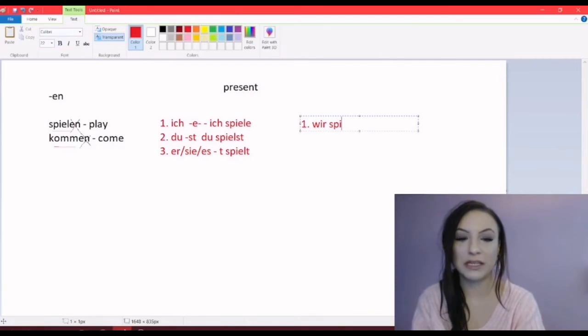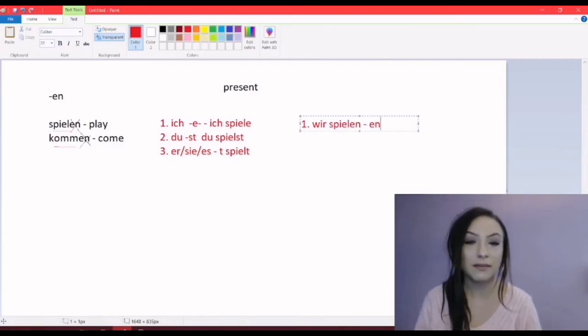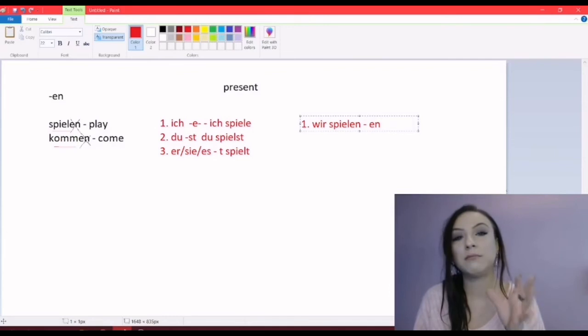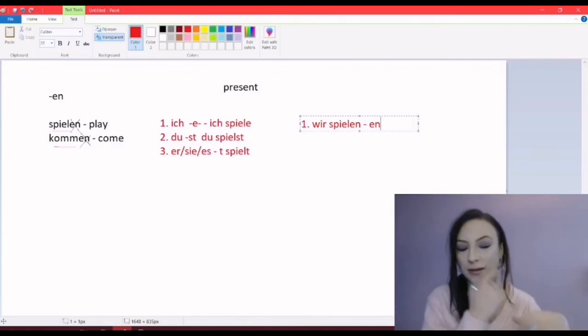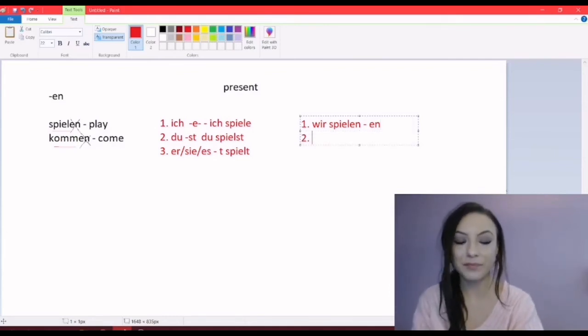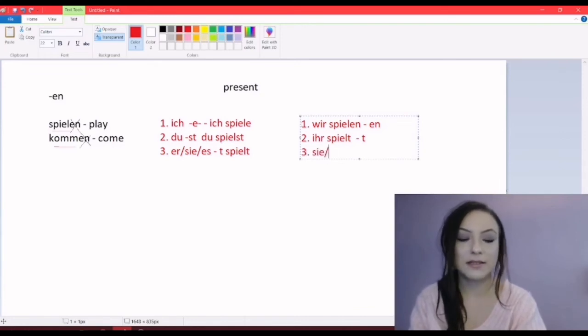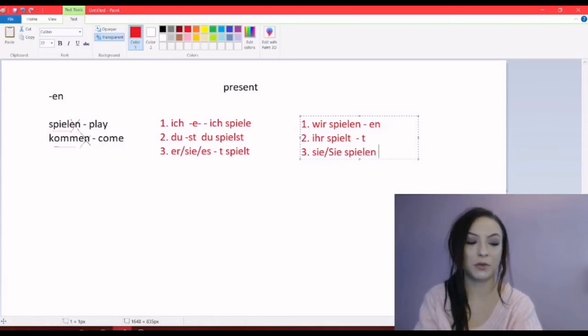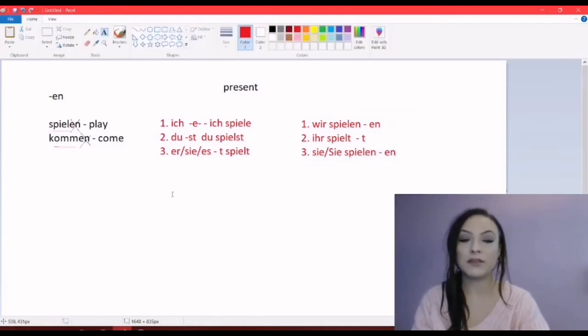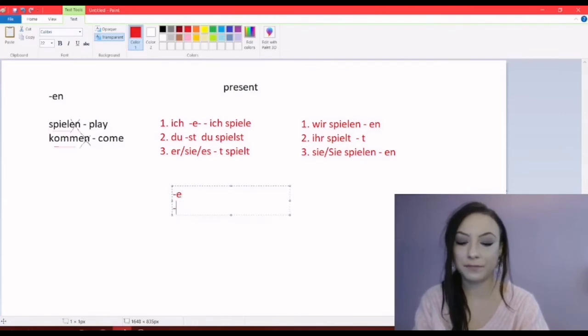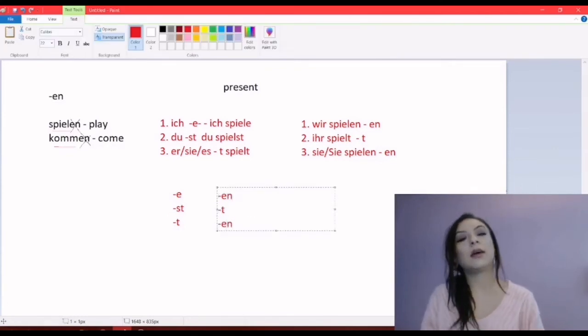Okay, so wir spielen. So we add en. Okay, it sounds like the infinitive, but it's important to erase en and to add it. I will tell you why later. Ihr spielt. So we also add t as in the third person singular. And sie spielen. Okay, which means that we add en. So the endings would be e, st, t, and then en, t, en.